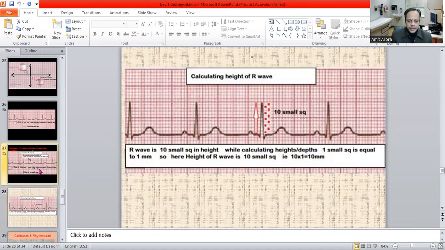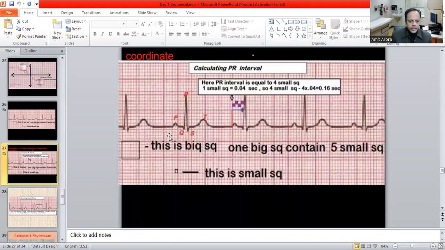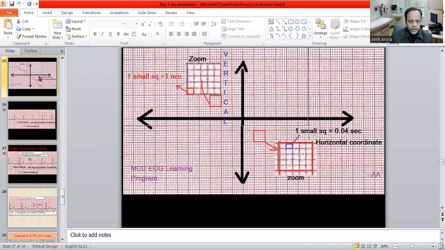And for the various intervals, as you can see, there is the PR interval or other intervals, the QT interval, or heart rate. That is the dimension of time, so we have to use the horizontal coordinate. Let us come back to this. We have a big square and a small square. One big square contains 25 small squares, but we don't have much to do with the 25 squares. We take 5 vertical and 5 horizontal.